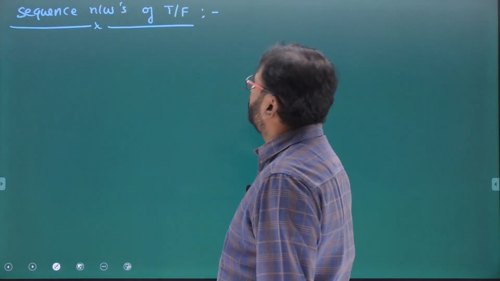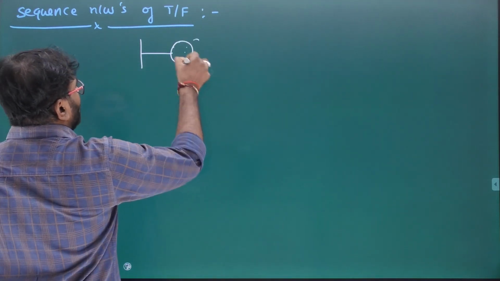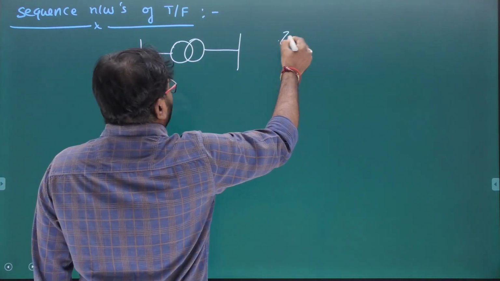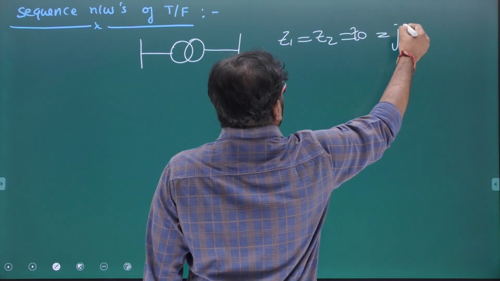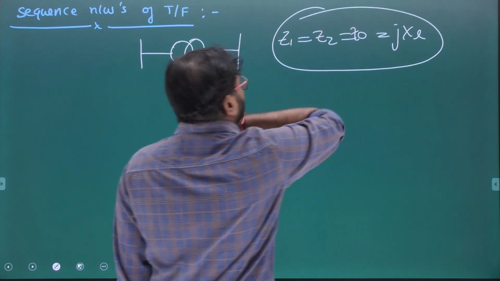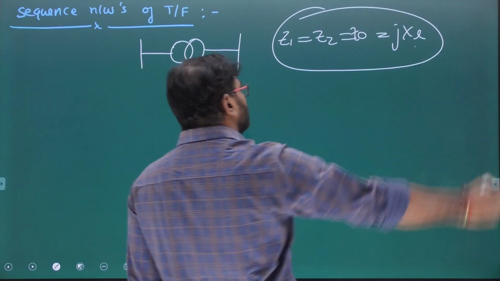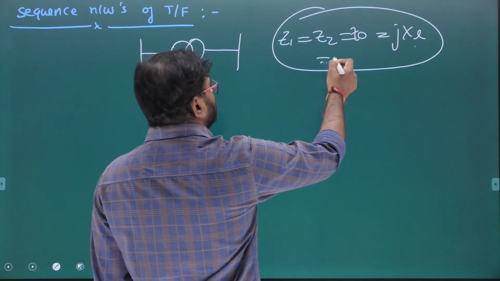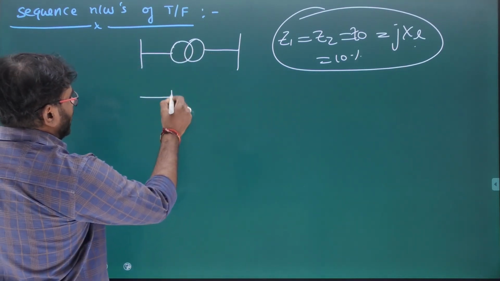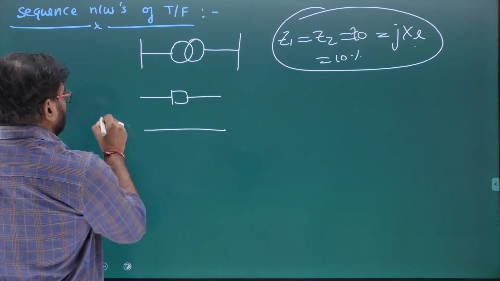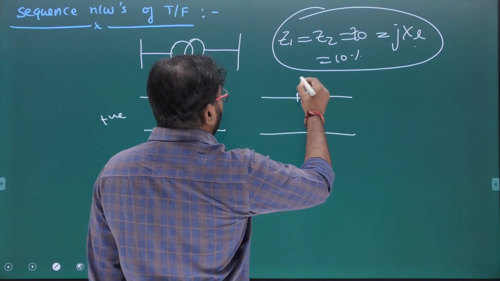So when it comes to a transformer, the positive and negative sequence networks are the same. Moreover, for a transformer, Z1, Z2 and Z0 are equal to JXL. Only the leakage reactance we need to consider, because there is no concept of armature reaction for positive, negative or zero sequence. That's why they are simply equal. Generally this is almost 10%. Okay? Clear? And the positive and negative sequence networks are the same for a transformer. This is Z1, and negative is also the same, irrespective of its connection.